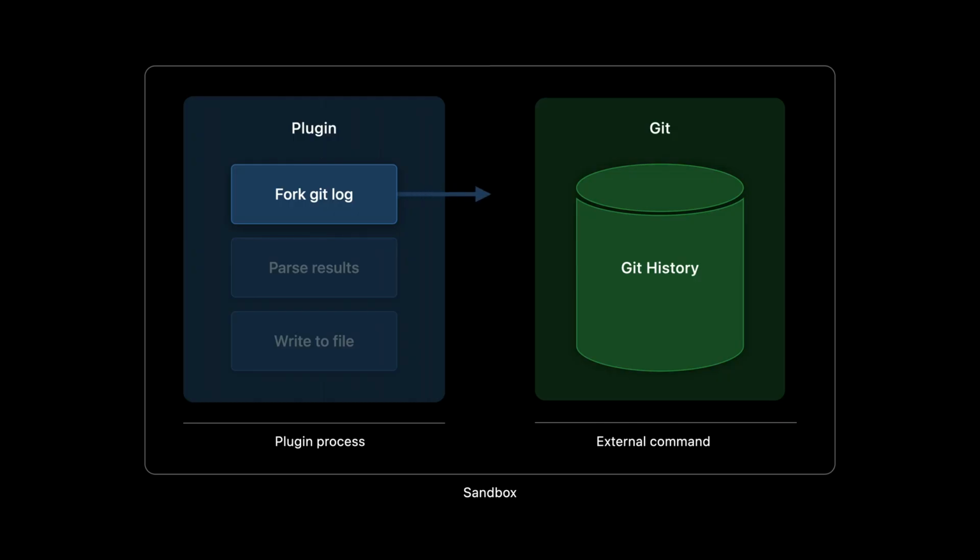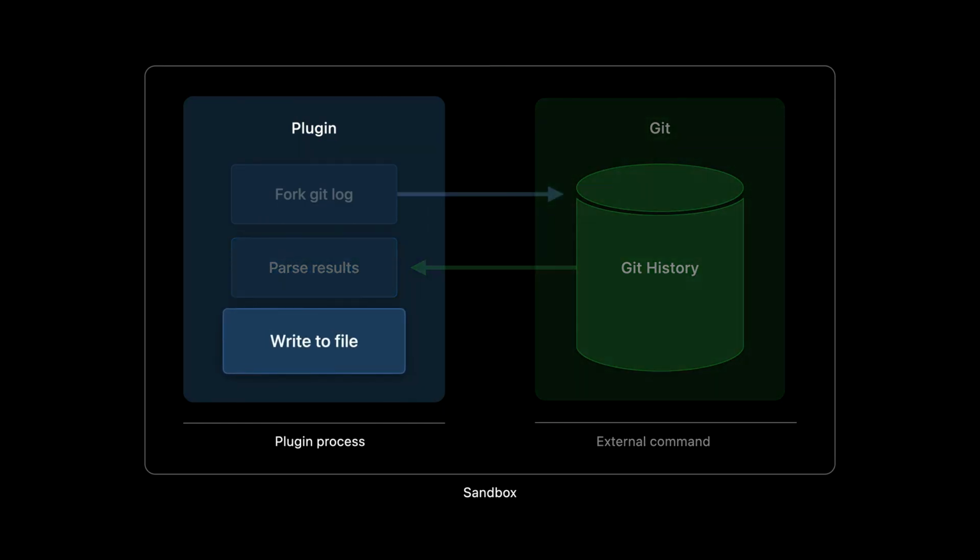Now that we have declared the plugin, let's go back to actually implement it. The plugin will shell out to Git to get the commit history. We'll read the history from standard out of the external Git command and parse the results. And finally, write them out to a text file.